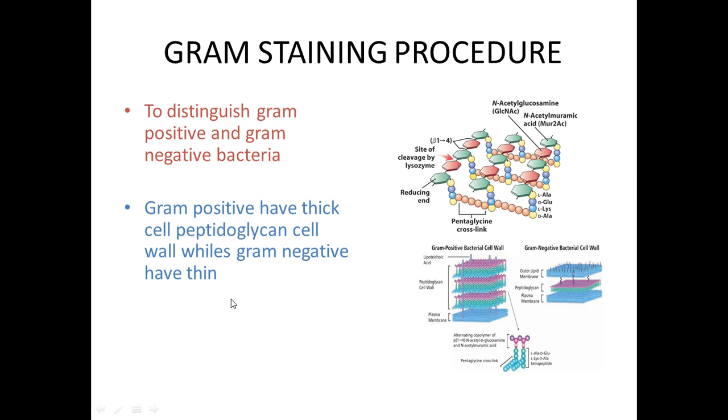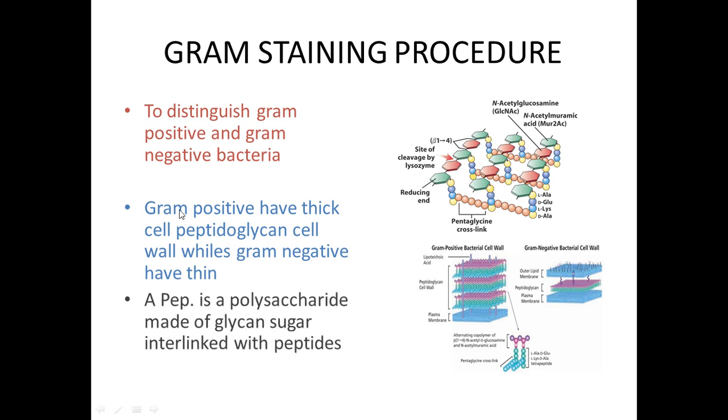We have two main types of bacteria: gram-negative bacteria and gram-positive bacteria. The difference between them is that gram-positive bacteria have a very thick peptidoglycan cell wall, whereas gram-negative bacteria have a very thin peptidoglycan cell wall. So their main difference is the thickness of their cell wall, which is made of a peptidoglycan layer.